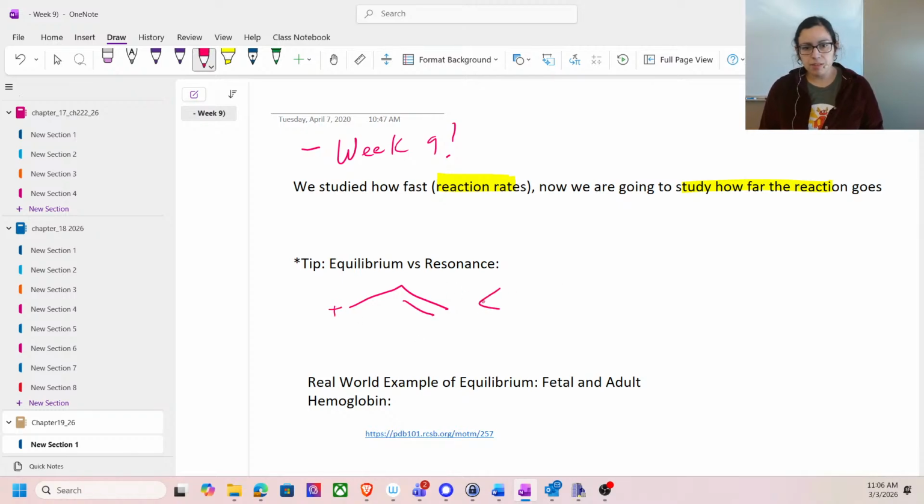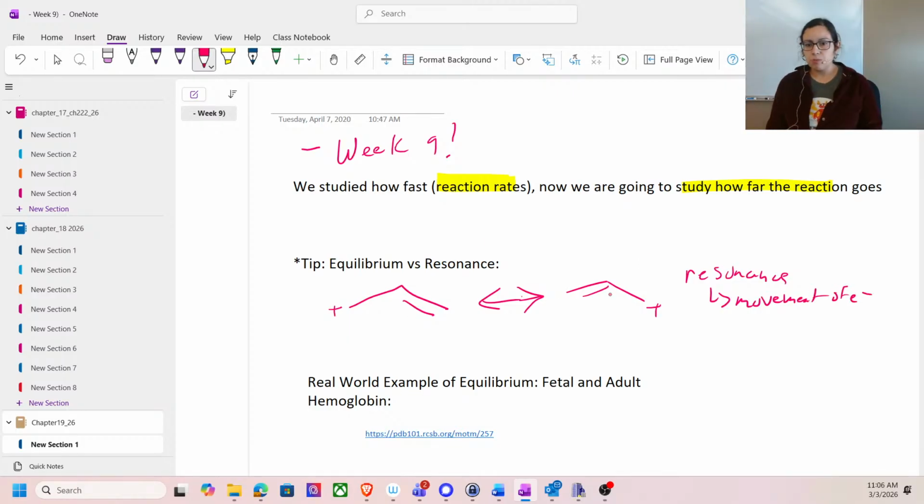resonance is when you have just the movement of electrons. With resonance, we're not changing any bonds. Usually we're just shifting around our double bonds, or pi bonds, and usually moving 2 electrons. We've touched on radicals, so we'll look at radicals again here and there as we finish out the year. With resonance, we use this double-headed arrow.